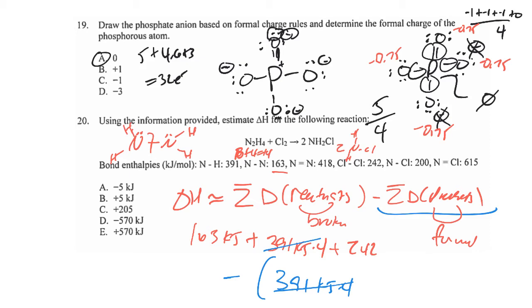And so then we're making 2 NCl bonds. The NCl bond is pretty strong, 615 kJ times 2 of them. So we just have to take into account stoichiometry and the number of each of these bonds. So 1 NN bond: 163 plus 242 minus 615 times 2. So that's looking probably like answer D.